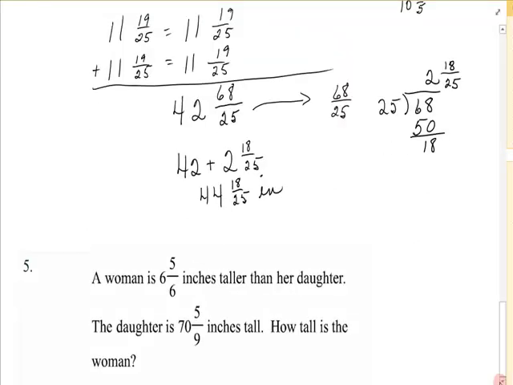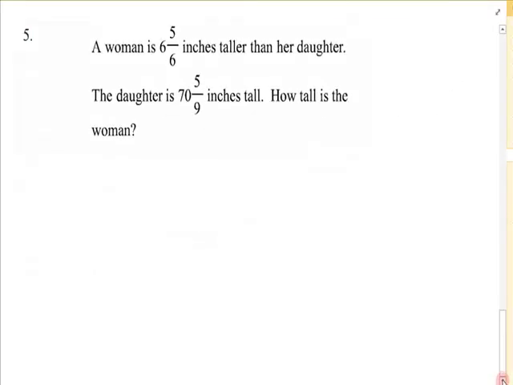All right, we have one more to look at. A woman is 6 5/6 inches taller than her daughter. The daughter is 70 5/9 inches tall. How tall is the woman? She is the daughter's height plus another 6 5/6 inches. So it is 70 5/9 plus 6 5/6.